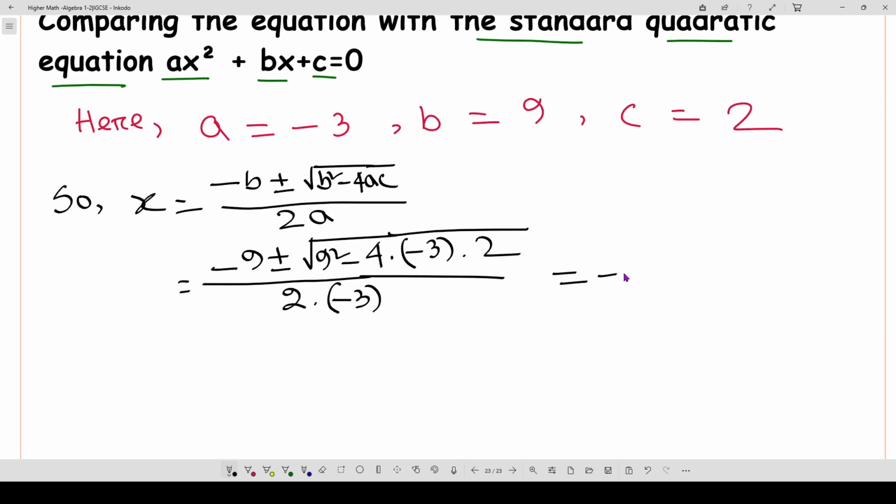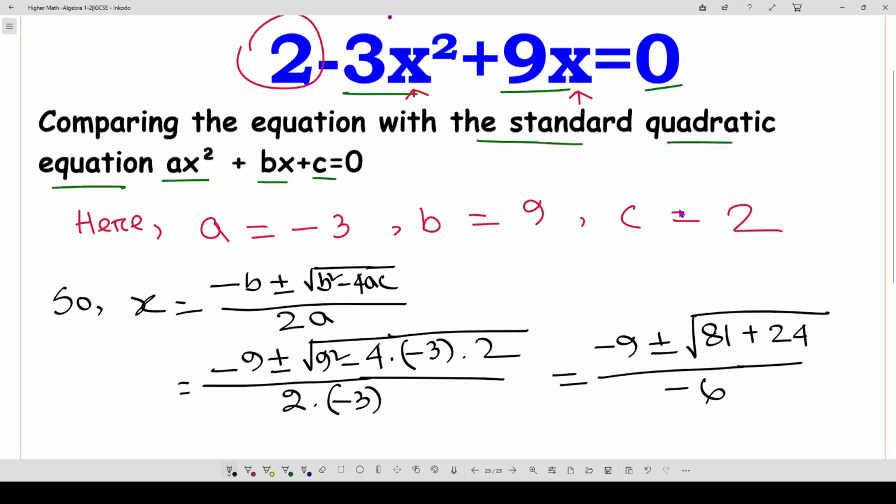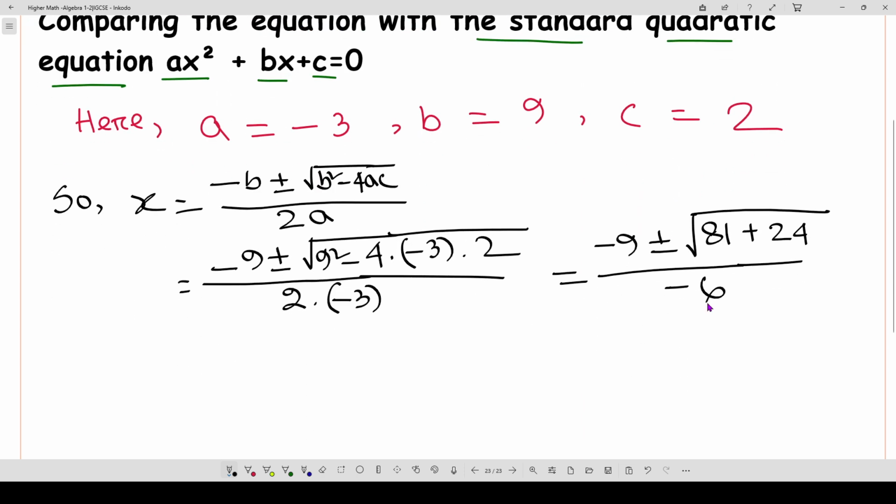So here we can write minus 9 plus minus root over 9 squared, which is 81, minus and minus will be plus. So 4 times 3 is 12, 12 times 2 is 24, right? And then divided by 2 times minus 3, it's minus 6.